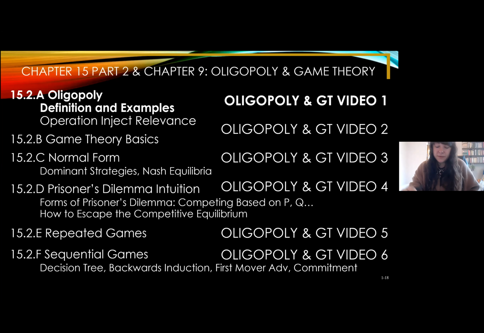This is the first video on oligopoly and game theory. If you're following along in the textbook, the reading for these videos will come from the second part of chapter 15 after monopolistic competition, that portion on oligopoly, but also chapter 9, which is the chapter that deals with game theory. In this video, we'll be introducing the concept of oligopoly, doing some definition and examples, and talking about why we use game theory to analyze this market structure instead of a graph.